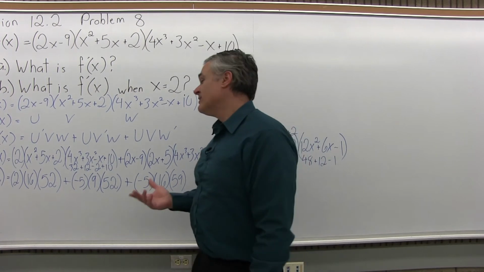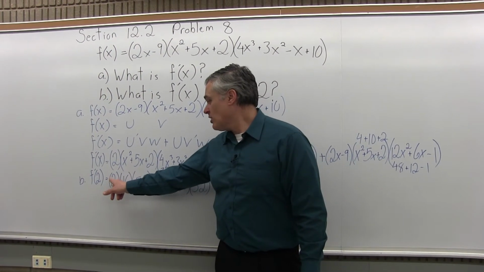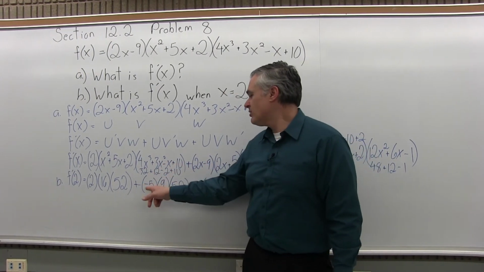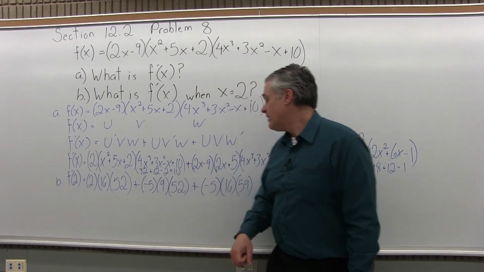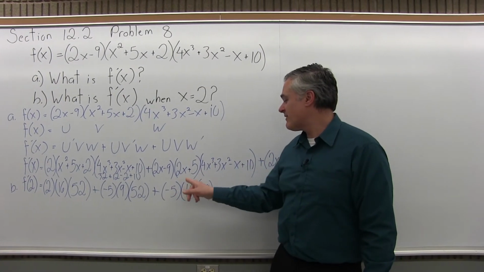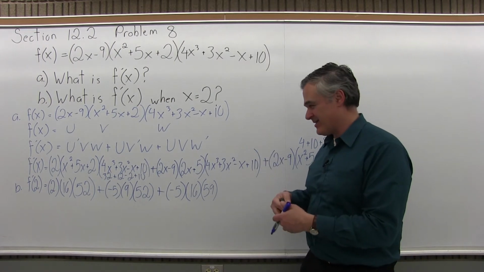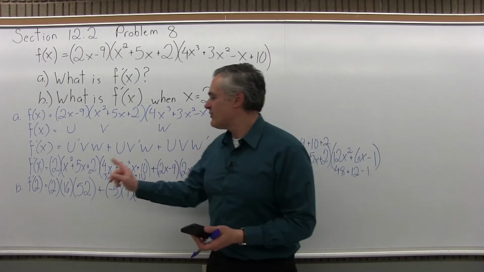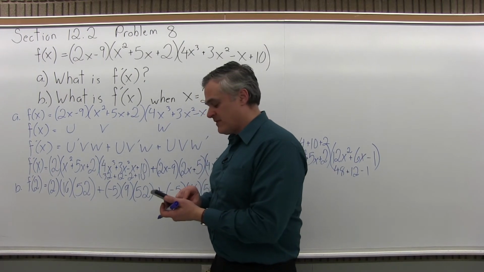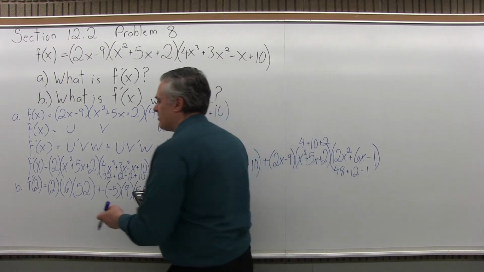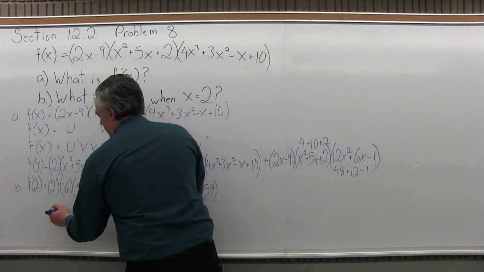So I have to continue to do some work. 2 times 16 times 52 plus negative 5 times 9 times 52 plus negative 5 times 16 times 59. This is the point of the problem where we start using the calculator. So the first one, 2 times 16 times 52, if I multiply 2 times 16 times 52, I get 1,664.